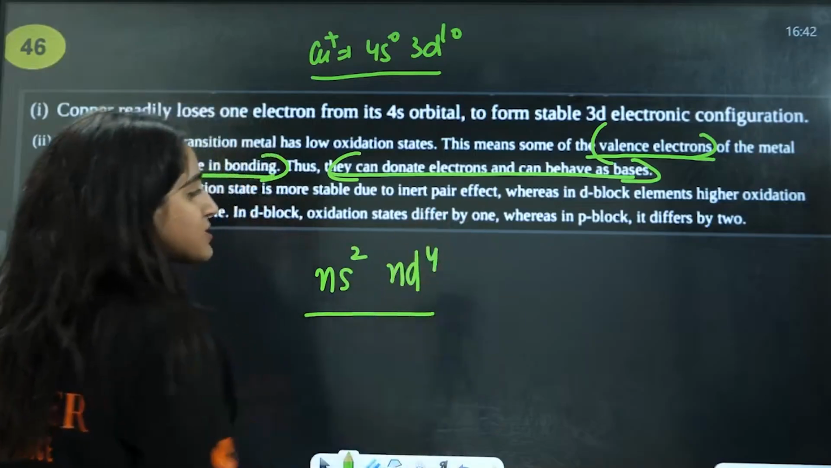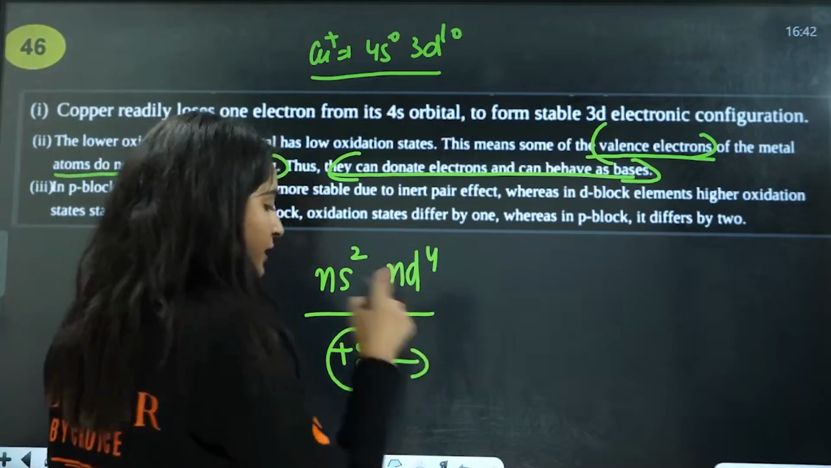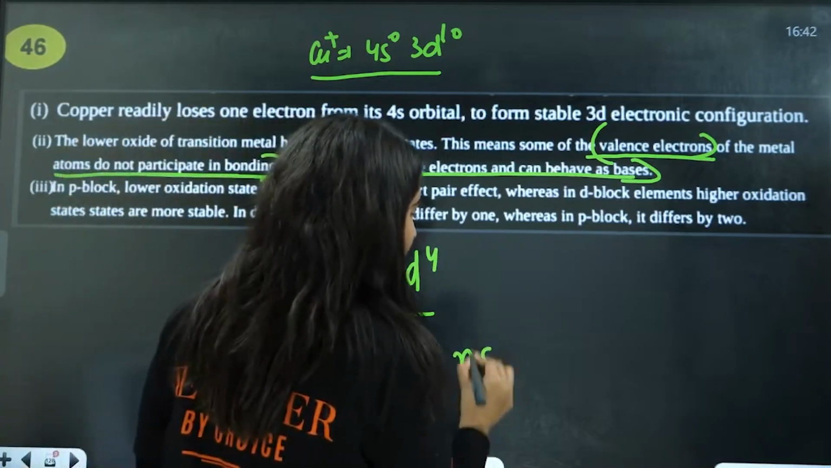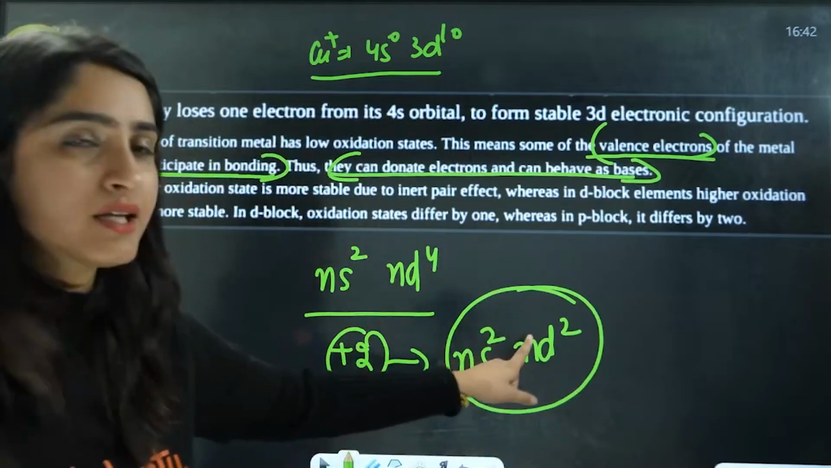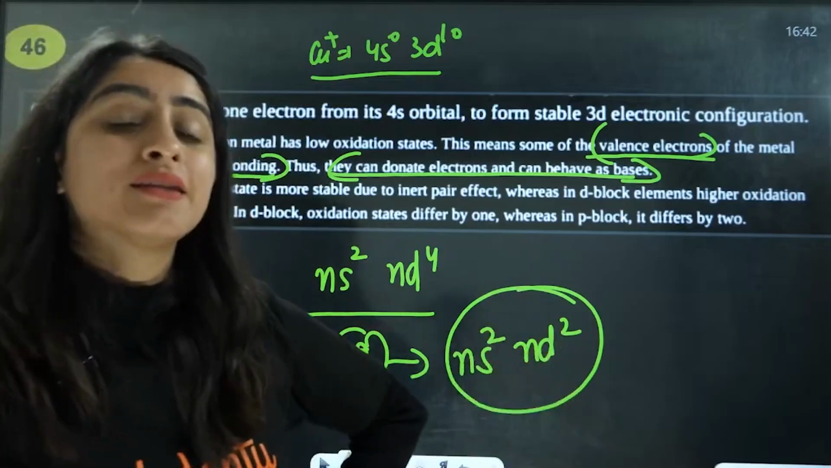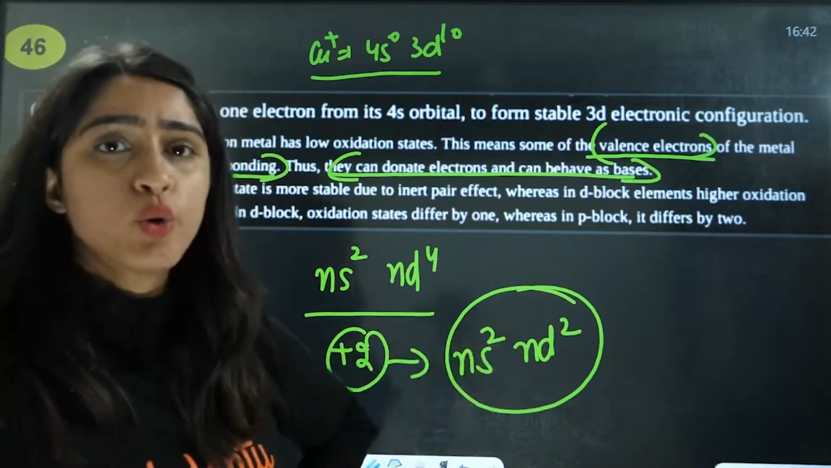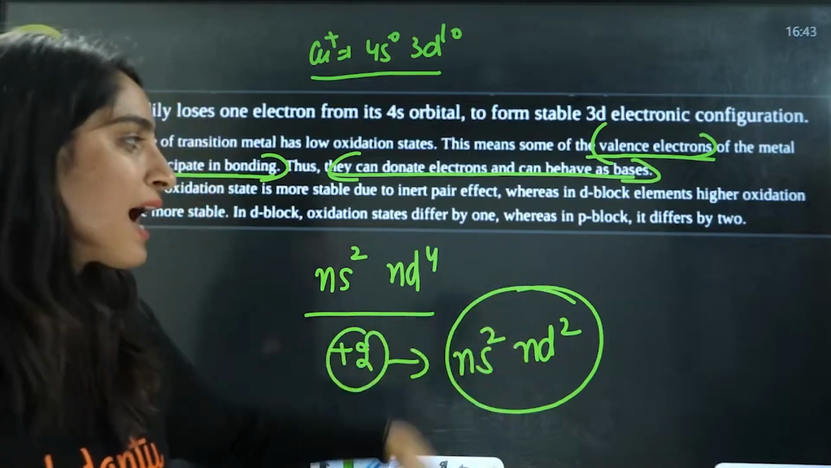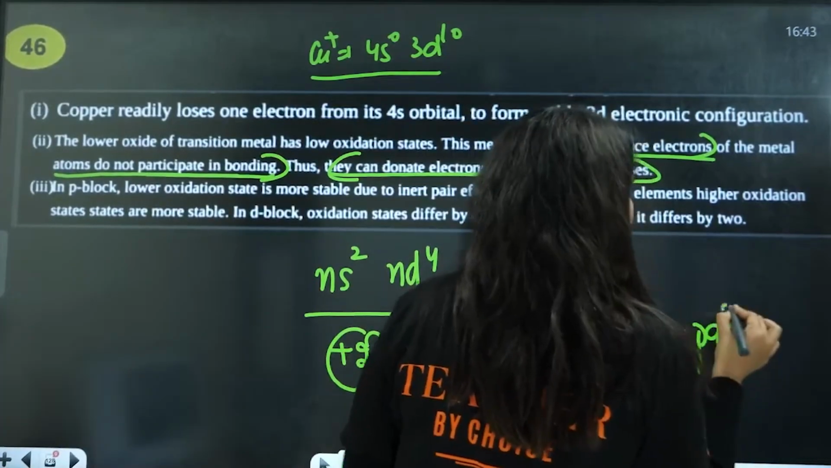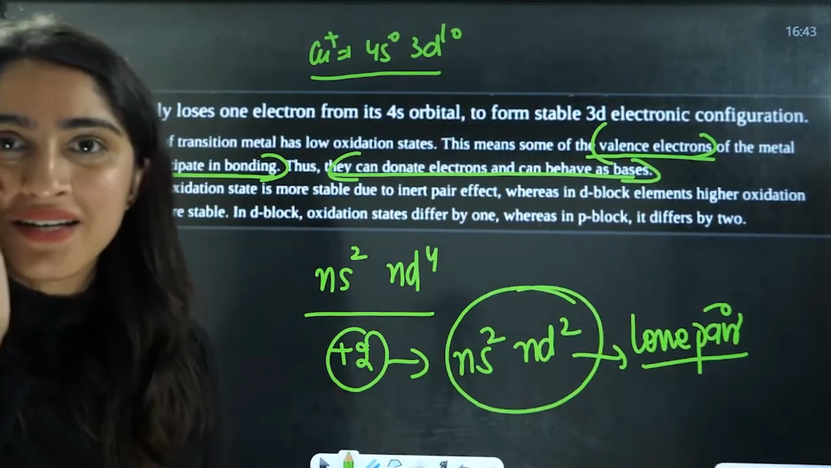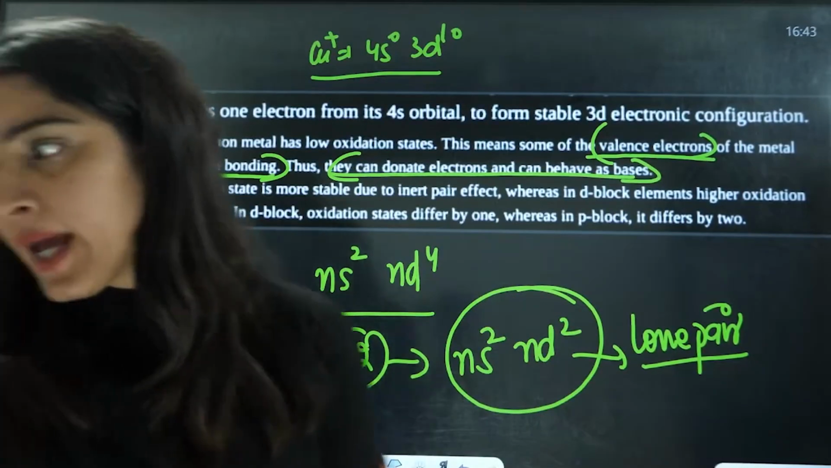ns2 nd4. Okay, here let us say it is in the +2 oxidation state. It is a lower oxidation state. It will have ns2 nd2. So in this case, what we will see is that these are acting as a lone pair, right? And they are going to attract the H+ ion, right? That is why they are behaving as good bases. Yes, okay.